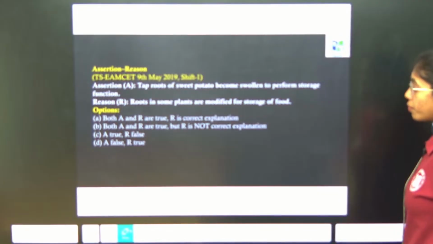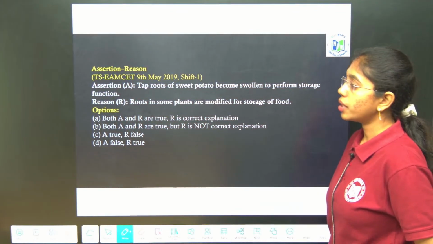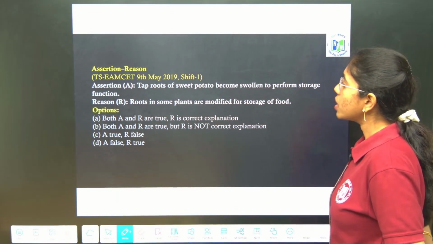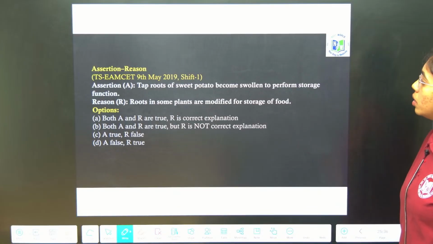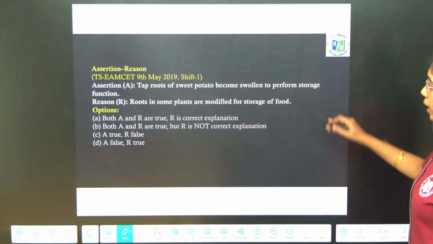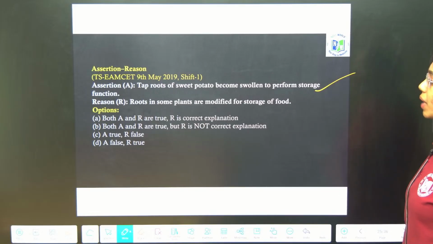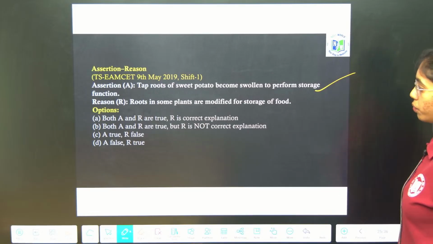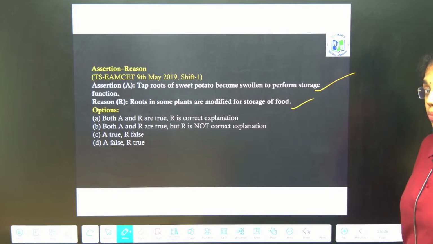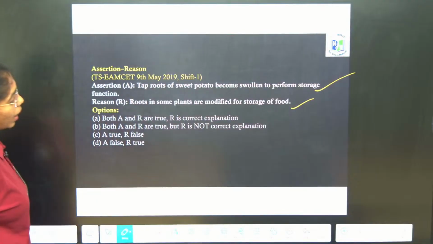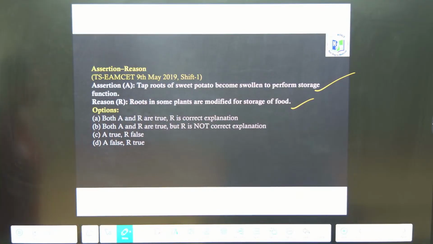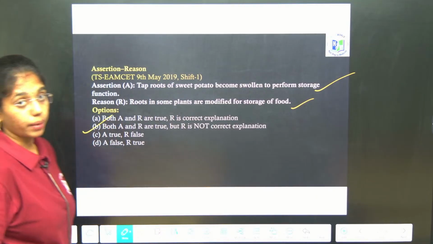Assertion reason type of question here. In assertion, tap roots of sweet potato become swollen to perform storage function. Correct. Roots in some plants are modified for storage of food. True. Roots in some plants are modified for storage of food. So, here assertion and reason are true, but in reason it is not completely explaining the assertion. So, here we can go with option B.